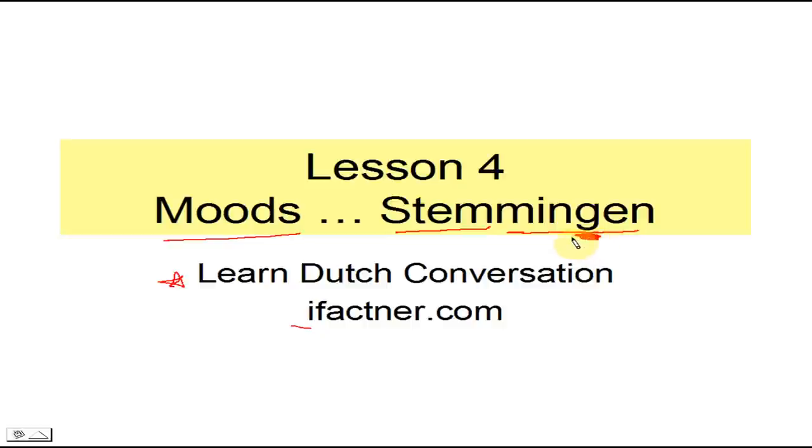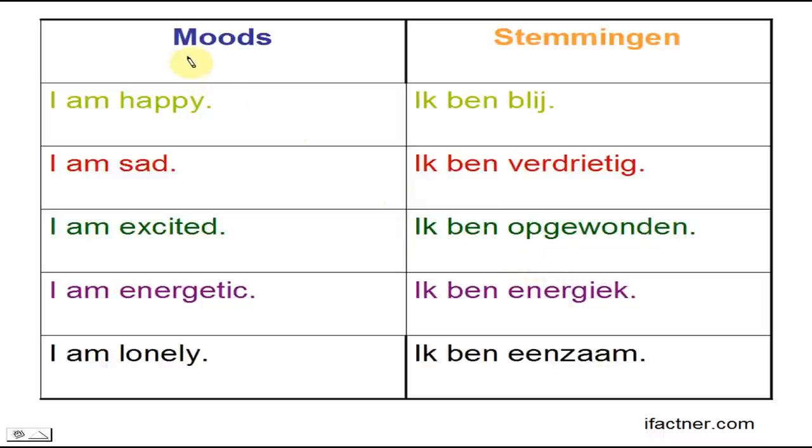Stemmingen. The sound is G. It's not h as in the usual words, because it's in the middle, and we will talk more about it later on. Stemmingen. Moods, stemmingen. I am happy. Ik ben blij. I and J are pronounced as Y. Ik ben blij. I am happy.